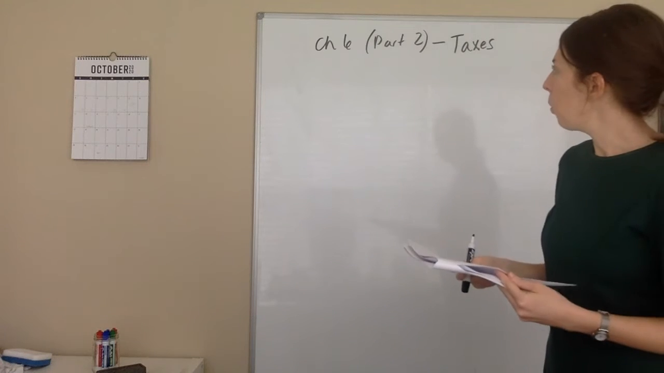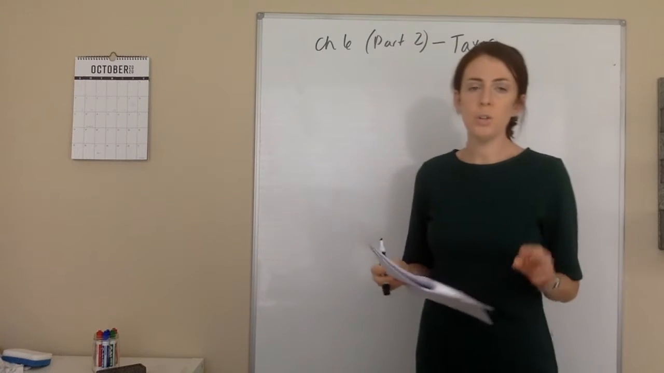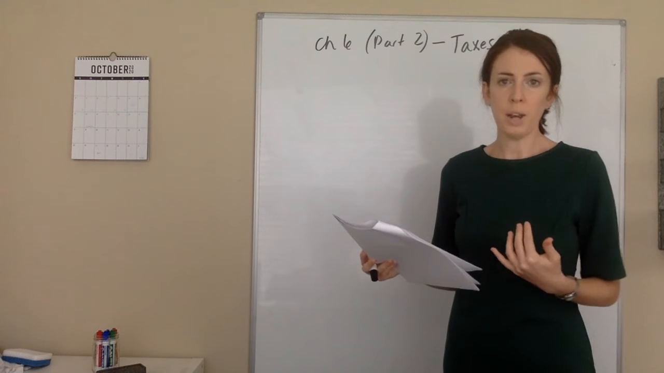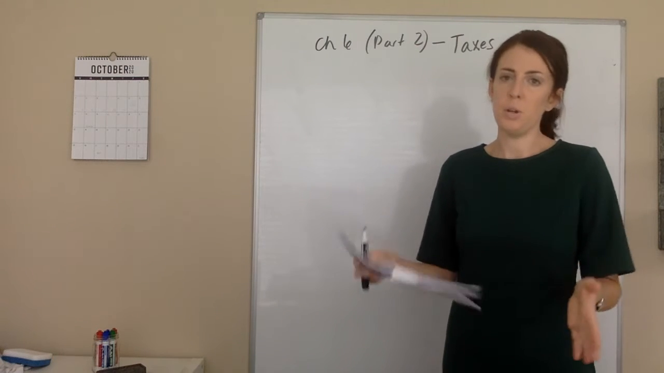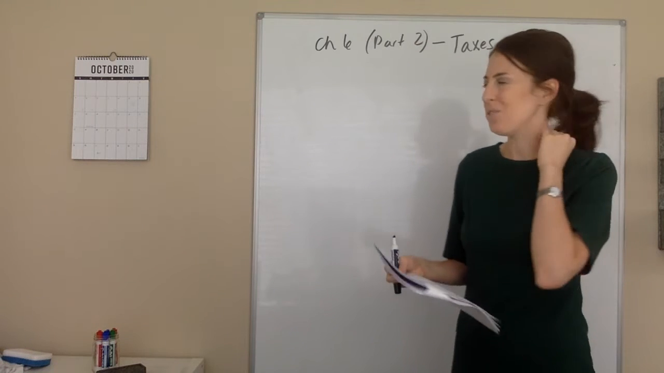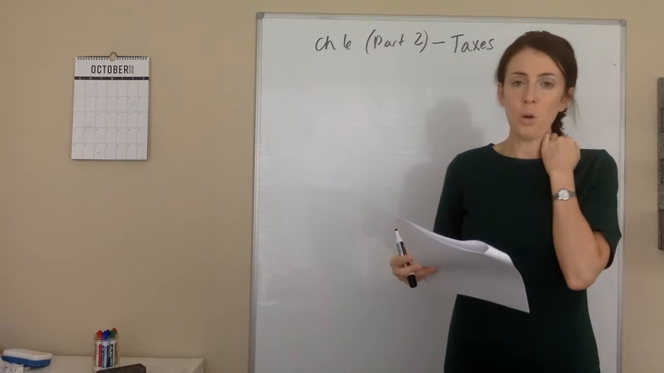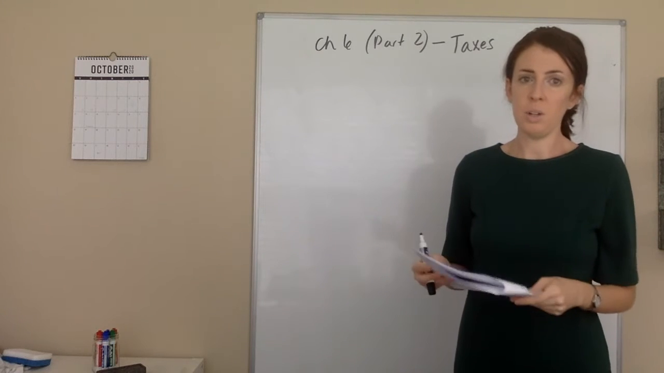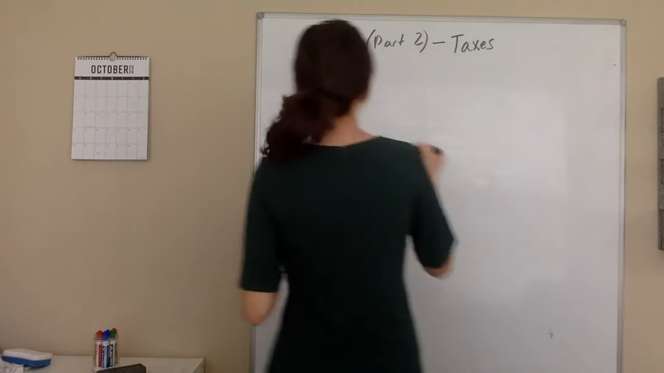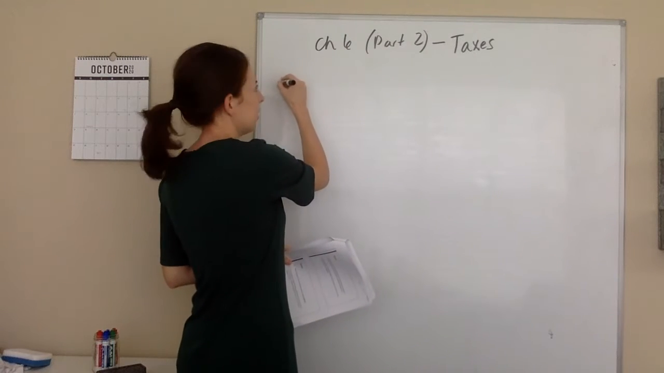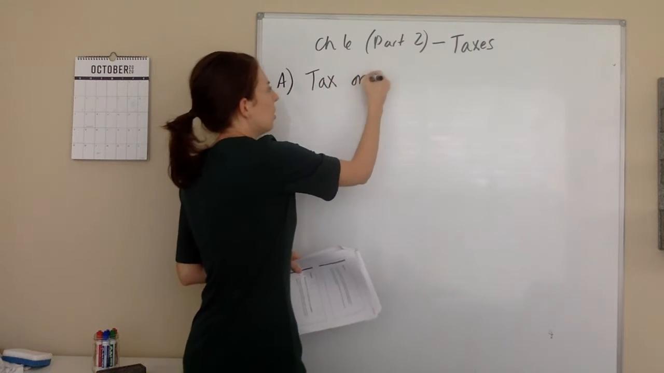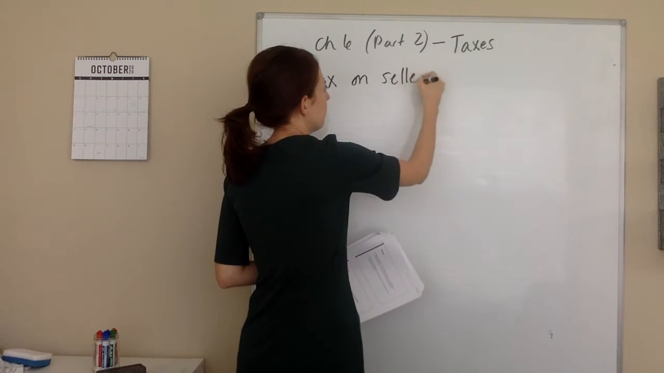So what I'm going to do is give you two different scenarios, and we're going to go through the steps of what would happen in each scenario if a tax is imposed in that way. And then I'm going to do a whole bunch of practice for you today so you can see how this works. So the first option is that a government could impose a tax on sellers. We'll call this Part A. So let's consider a tax on sellers.